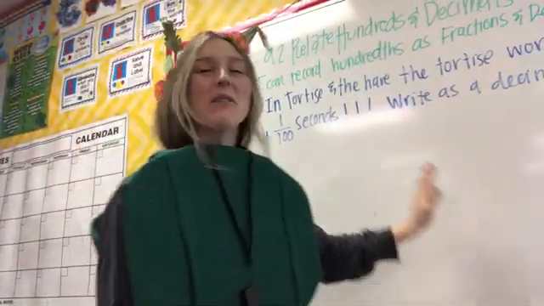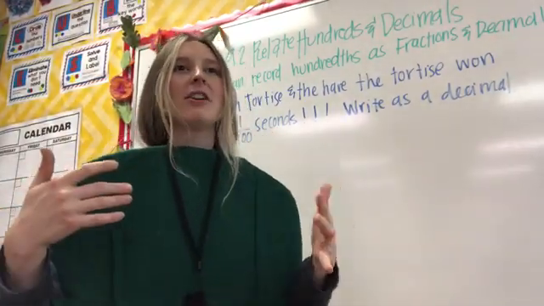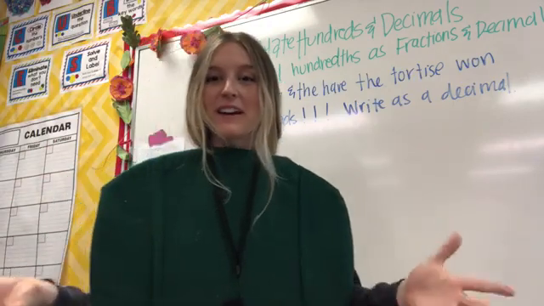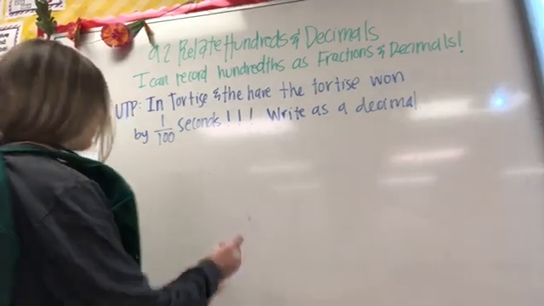So, in the tortoise and the hare, the tortoise, me, obviously I'm going to win this race, won by 1/100 seconds. We want to write this as a decimal because when we're talking about racing, we never look at it in fractions, we always look at it in decimals. So, let's take our important information.